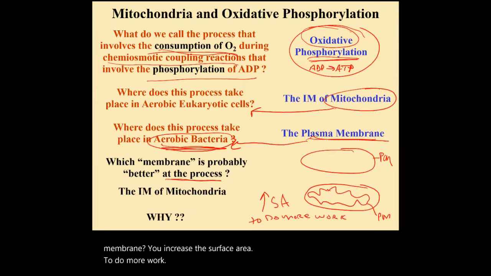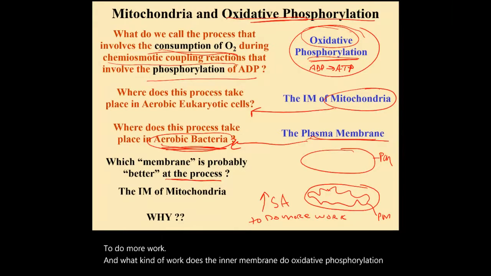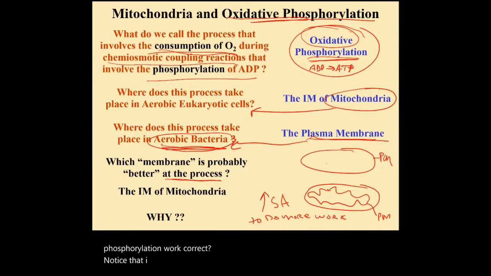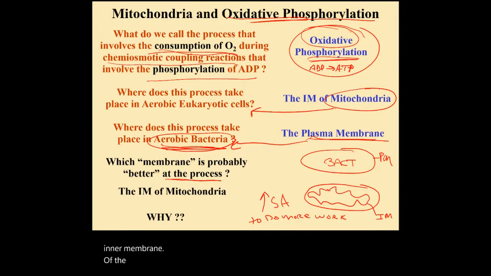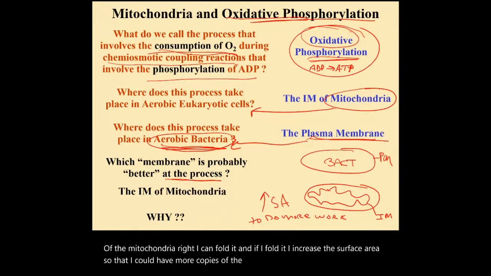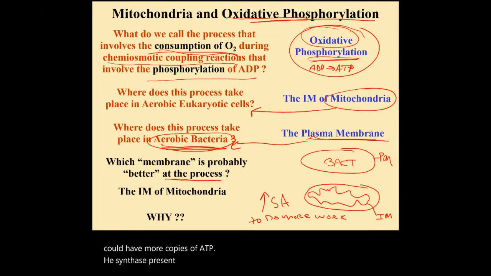And what kind of work does the inner membrane do? Oxidative phosphorylation work, correct? Notice that I can't fold the plasma membrane of the bacterial cell, can I? I can't fold that. It's a plasma membrane. But I can actually fold the inner membrane of the mitochondria, right? I can fold it. And if I fold it, I increase the surface area so that I could have more copies of the electron transport chain present. I could have more copies of ATP synthase present. Plus, the inner membrane of the mitochondria has become specialized.